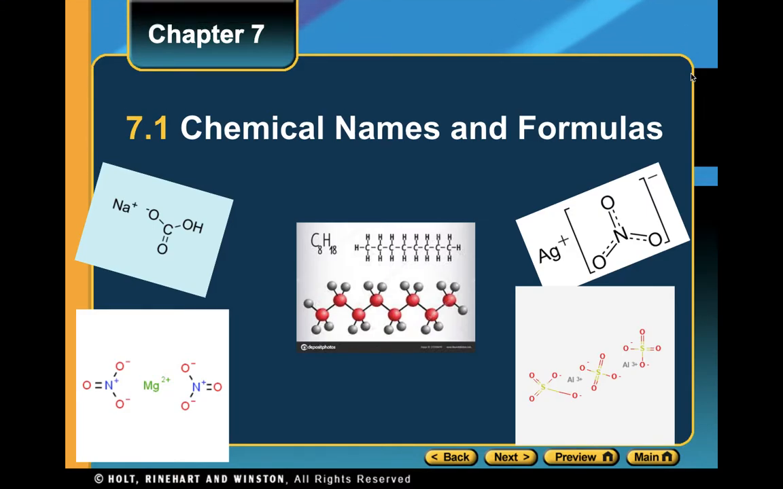Hey guys, so today we are starting lesson 7.1, chemical names and formulas. In this lesson we're basically going to be learning how we're going to name compounds depending on the type of compound that we're talking about. Obviously we have many different types of compounds and not all of them follow the same rules for naming.